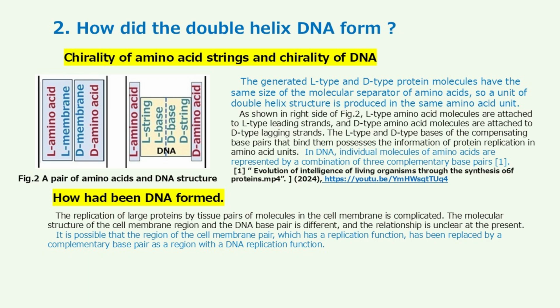How did the double helix DNA form? Chirality of amino acid strings and chirality of DNA. The generated L-type and D-type protein molecules have the same size of the molecular separator of amino acids, so a unit of double helix structure is produced in the same amino acid unit.